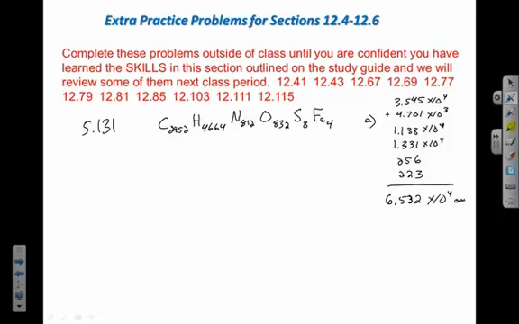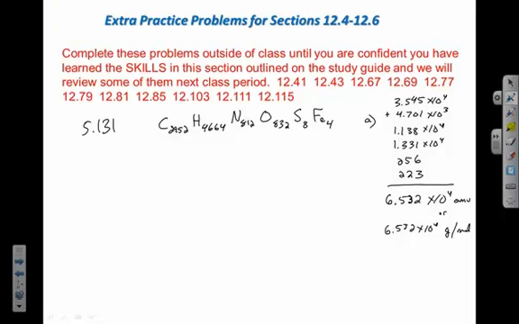So that could be in AMUs per molecule, but really that would be the molecular mass, right? That's the mass of a molecule. If I want the molar mass, it's the same number, but it's in grams per mole. Or if I had a mole of hemoglobin molecules, it'd be over 65,000 grams. So that's the molar mass.